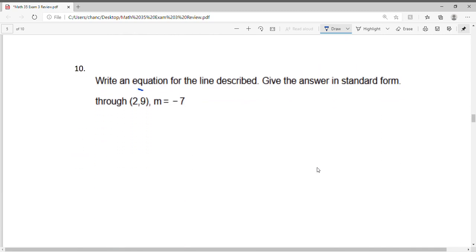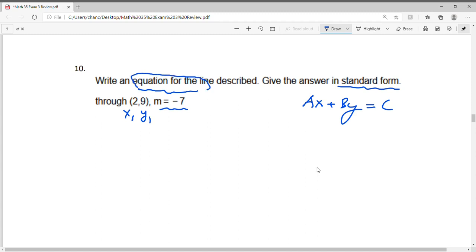Question 10, write an equation of a line described. Give your answer in standard form. Recall standard form is ax plus by equals c. We have the point 2 comma 9. I'll just label this as x1, y1. And the slope is given as negative 7. When we want to write an equation of a line, we always use this formula. y minus y1 equals m times x minus x1.